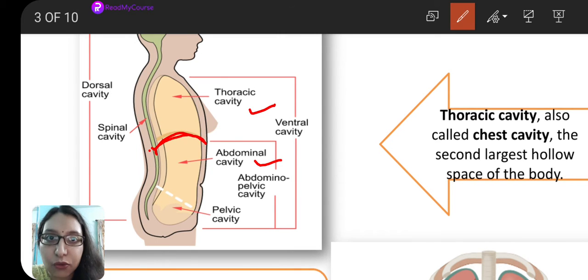This dome-shaped structure, which is dividing the upper thoracic cavity or the chest cavity from the abdominal cavity, is the diaphragm. Remember this. This is the first thing you need to know. The diaphragm is a muscular structure which is dividing the thoracic cavity or the chest cavity from the abdominal cavity.